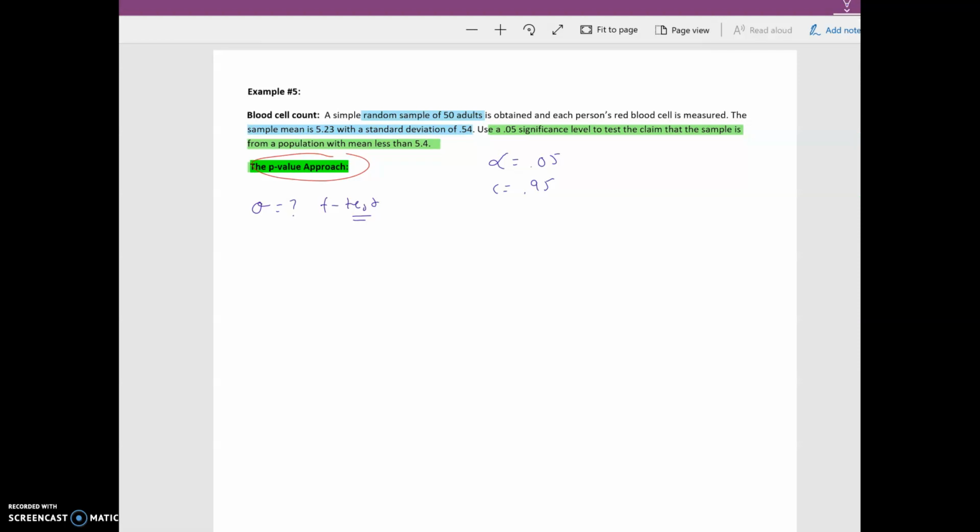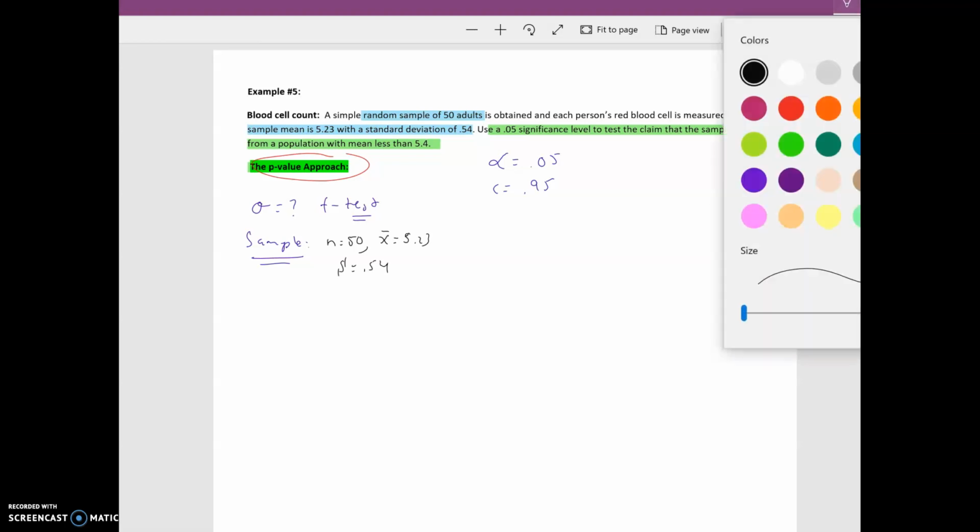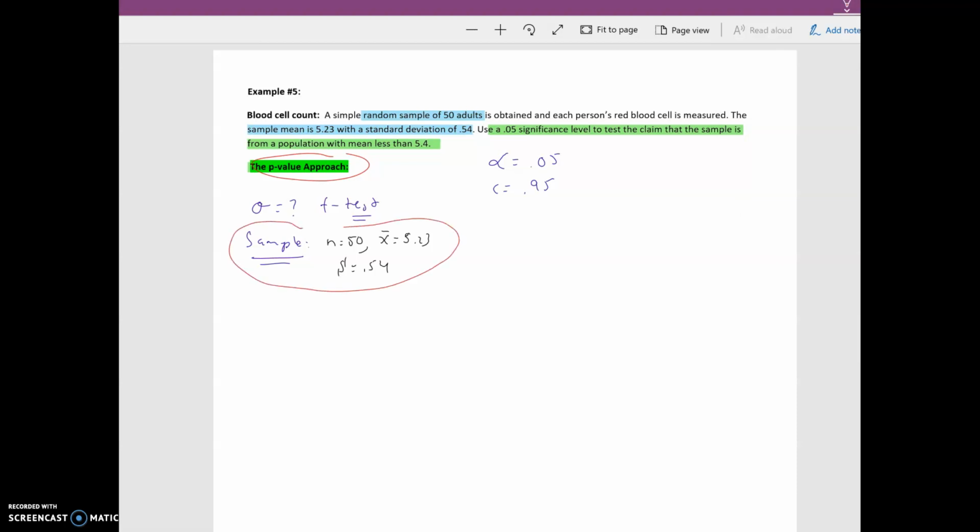Now, let me guide you through the shortcut. You're still going to start with all the values of the sample. From the sample, we have that n is equal to 50. And then from this sample, for the blood cell count, the mean is equal to 5.23, and we have a standard deviation of 0.54. So this is the particular sample that we're taking a look at. What they're asking us to do is to look at the claim, and the claim is that the mean is less than 5.4. So we're looking at whether there is enough statistical evidence that this sample comes from a mean that has that value.